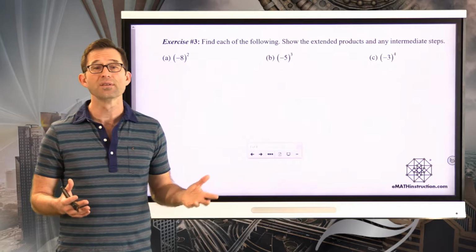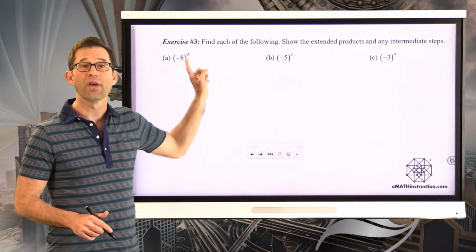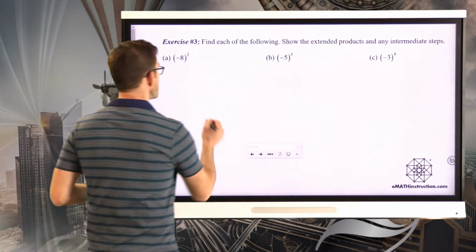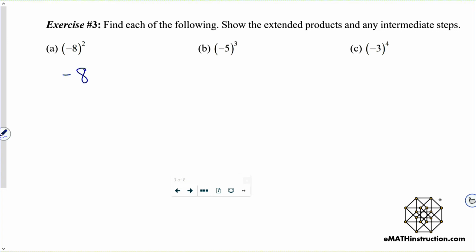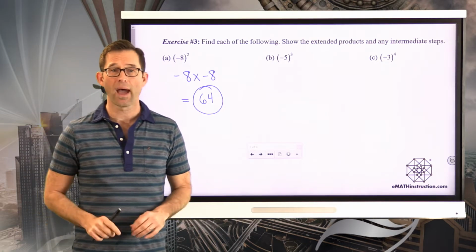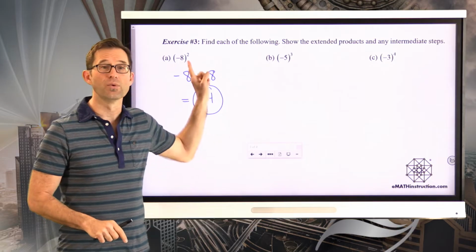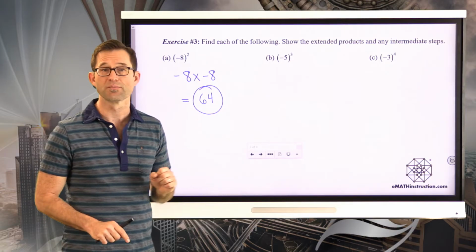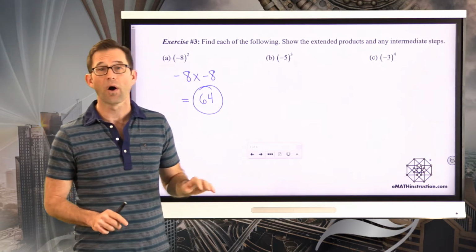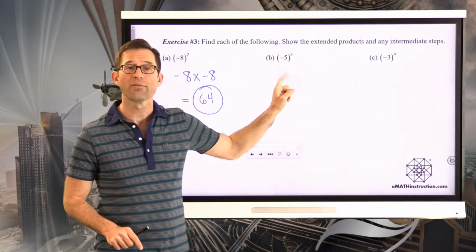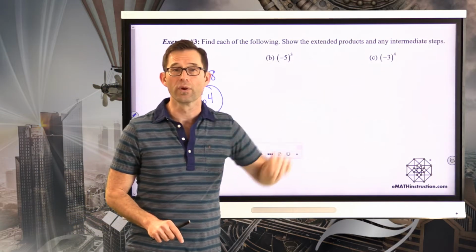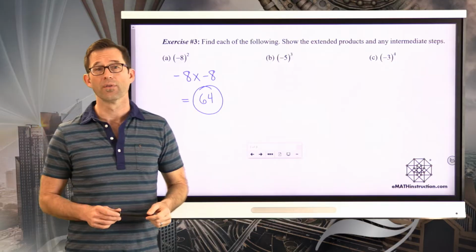All right, well, it's this simple, right? Here I've got negative 8 to the 2nd power. My extended product is going to be simply negative 8 times negative 8. A negative times a negative is a positive, and we have a positive 64. And again, it fits that general pattern that if I have a negative number raised to an even power, the result is positive. What I'd like you to do is pause the video now and figure out what negative 5 to the 3rd is and what negative 3 to the 4th is. Go ahead and figure those out.